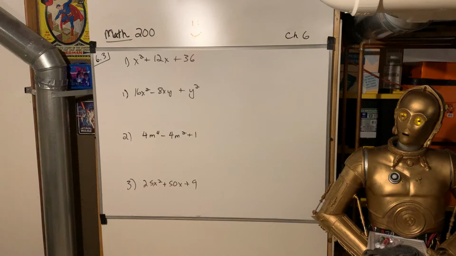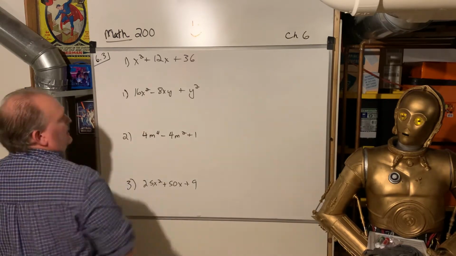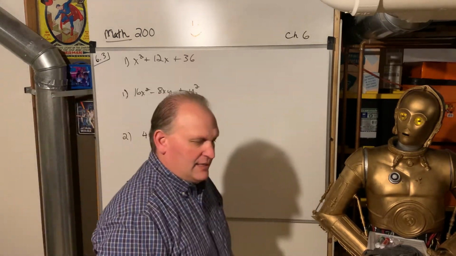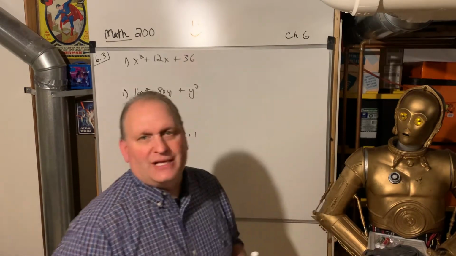Okay, we're back. This is Math 200. We're in Chapter 6, doing 6.3 from the note packet. That is page 8 on the note packet, and this is factoring by special products.